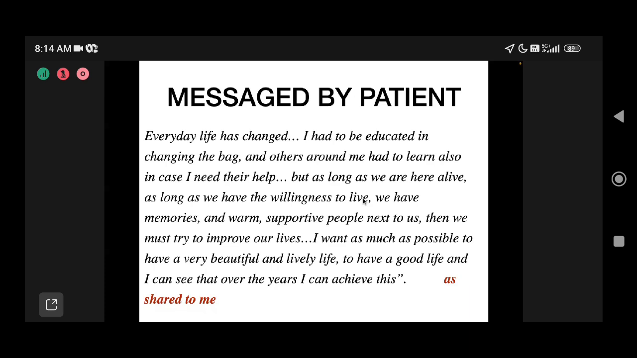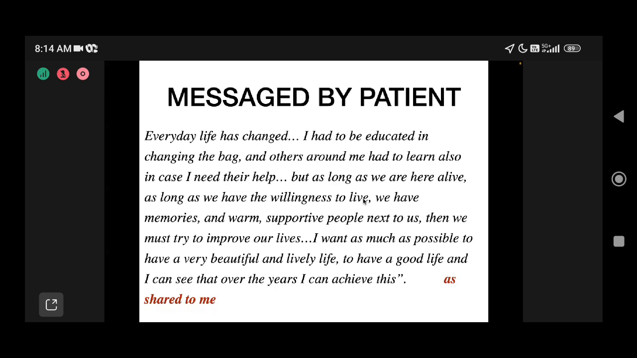So many times whenever we treat a patient, but one of the patients recently messaged me. This is a patient who had undergone the permanent diversion. She has conveyed to me like this. She also expressed that this has to be told to the other patients who undergo the stoma. So she said that everyday life has changed.